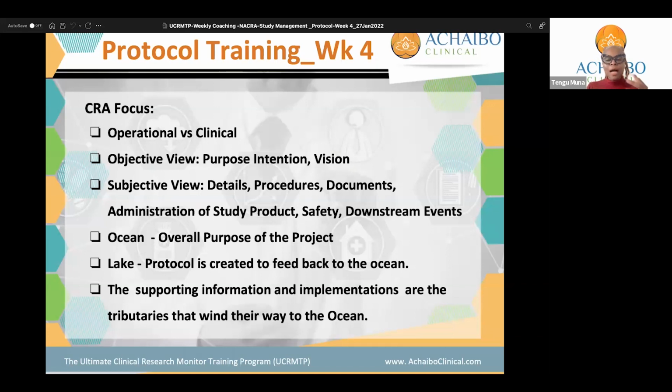I look at a protocol as operational versus clinical. The operational piece really has to do with us who are project managers, CRAs, QA people, safety. So that operational piece is really figuring out, how do we deliver the clinical side? How do we ensure that everything that is required by the protocol is actually integrated, rules are adhered to, and it's managed? Then I also talk about the protocol objective.